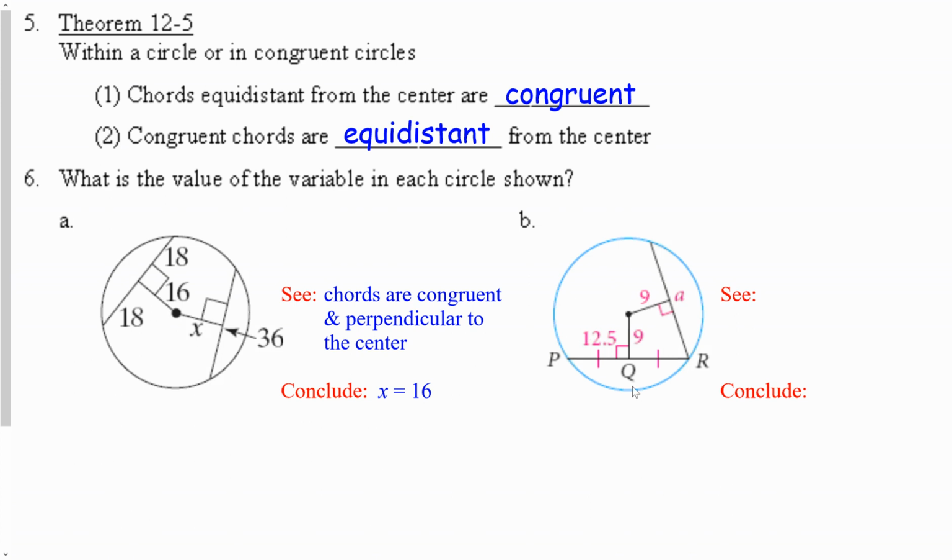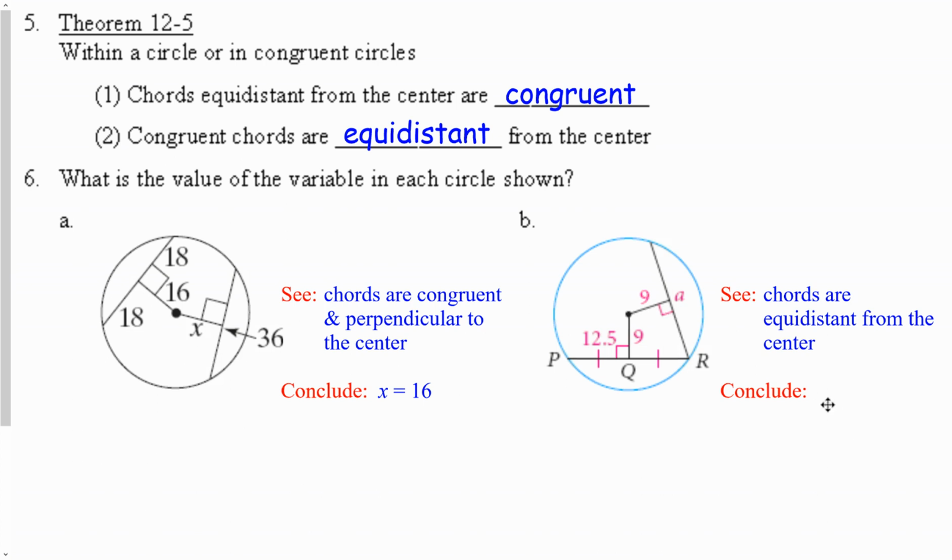In part B, what we need to see in this is that the chords are equidistant from the center. So there's 2 parts that go into that. First of all, the segments that are coming from the center and intersecting those chords are perpendicular to those chords. So we have those 2 right angles. So that's the first part of being equidistant. The second part is that those segments are also congruent to each other. So they're both length 9 as well as being perpendicular.